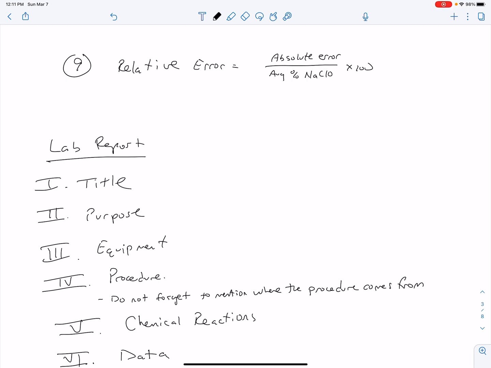So if I were doing this procedure, I'm going to write, the first step is to pipette 5 milliliters of bleach into a 100 milliliter volumetric flask and dilute to the mark and mix. So those are the kind of things that I would have said in step 1. And then I would talk about pipetting 25 milliliters of the diluted bleach into a 250 milliliter Erlenmeyer flask, add 2 grams of solid potassium iodide and 2 milliliters of 3 molar HCl, and swirl the solution.